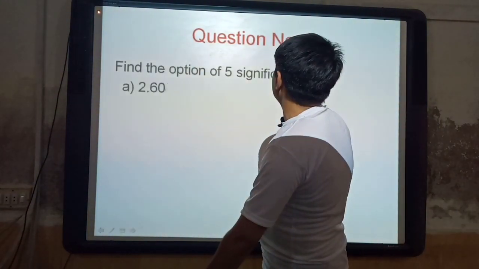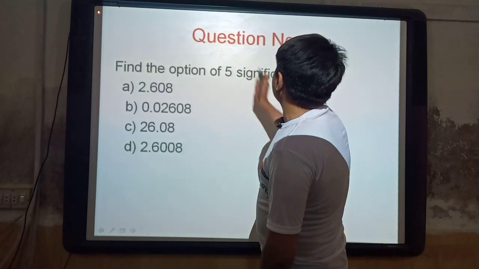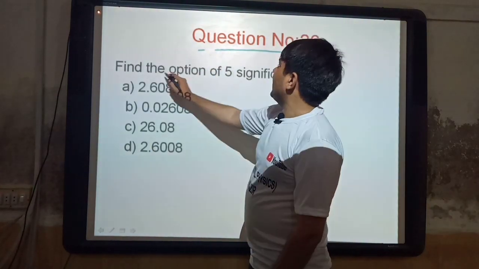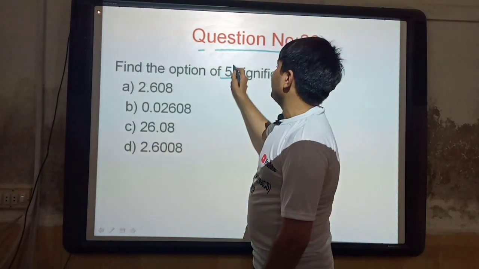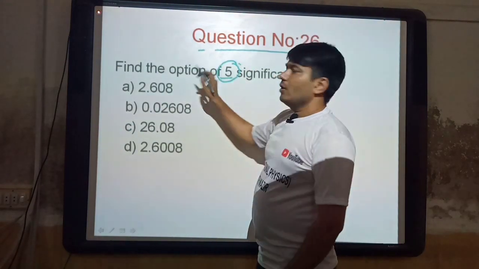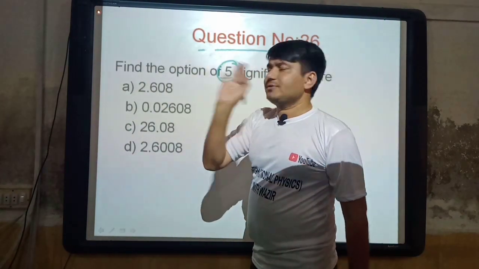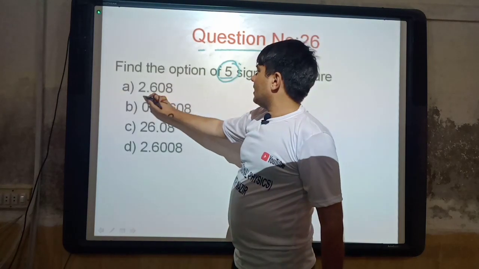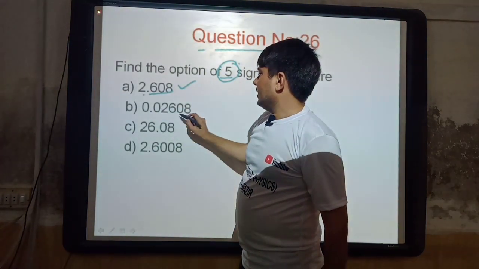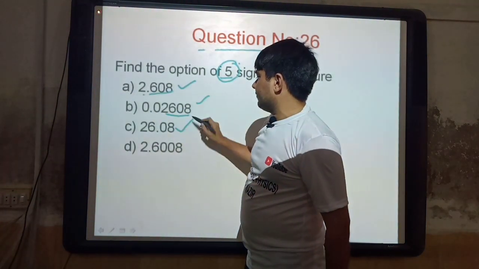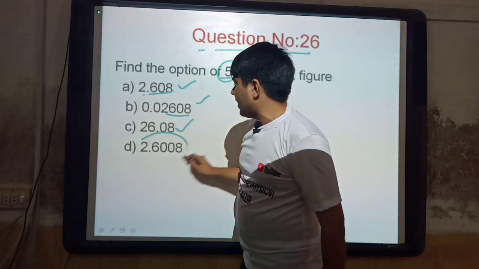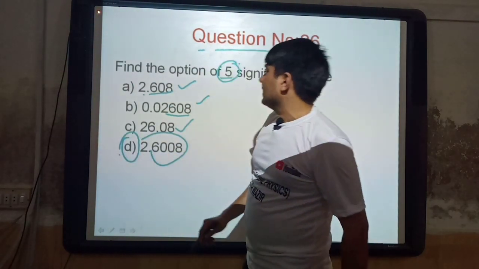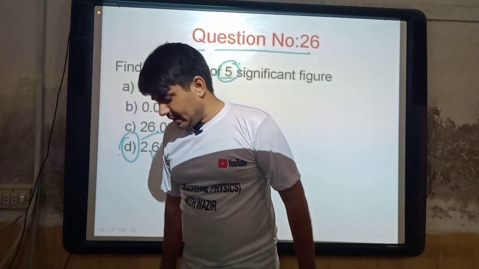Another question, question number 26. Find the option with 5 significant figures. Here are 4, here are 4, here are 4, here are 5. The correct option is D.